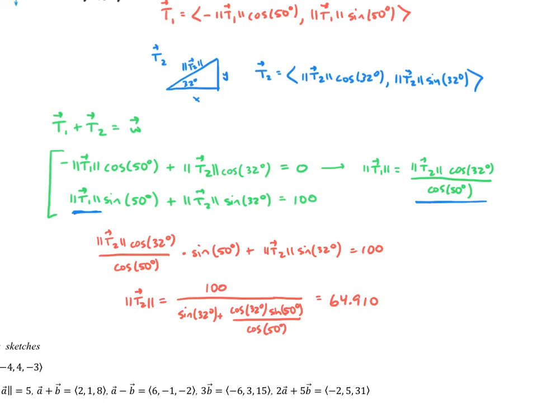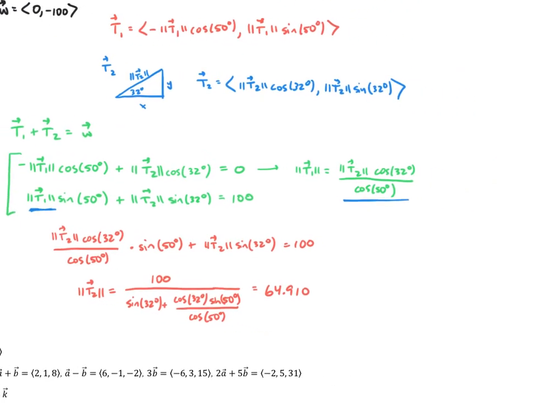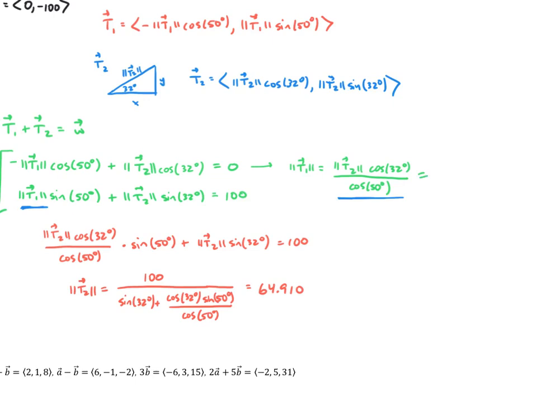But then what we're going to do is go back to what we had up here for the magnitude of T1, and we'll take this 64.910 and substitute it in for the magnitude of T2 in that equation. And if we do that, what we get for the magnitude of T1 is 85.638. So there we go. We have our two magnitudes. We're almost done with the problem. We just have to figure out what our vectors are, what our actual forces are.